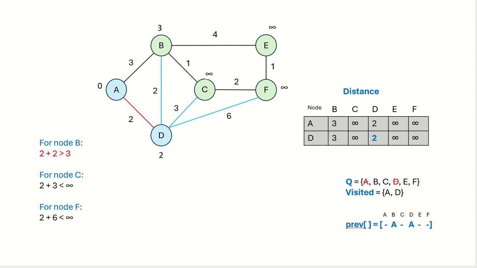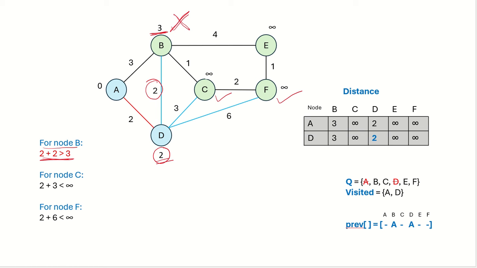For node D, it has direct edges to node B, node C and node F. Now for each of these nodes, we are going to see if the distances can be relaxed or not. So for node B, this is the distance of u, 2, and the cost of the edge is 2. So 2 plus 2, is it less than 3 or not? No, it is greater than 3. So we are not going to update the distance of B.